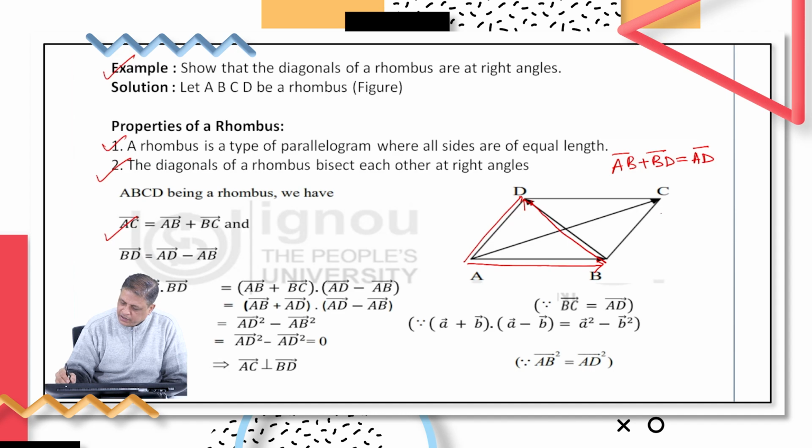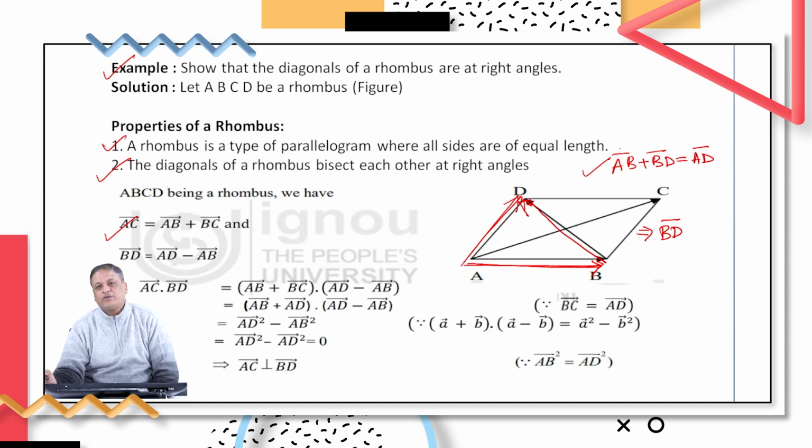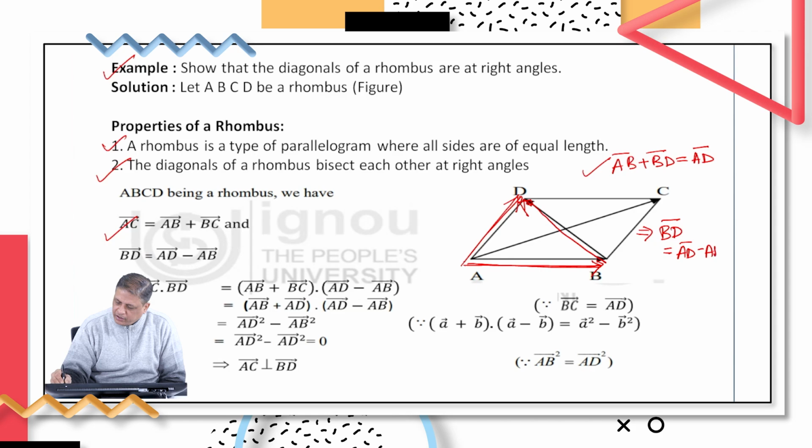So this implies vector BD, because we are interested in the diagonals. That is why we are exploring BD. As per the triangle law of addition of vector, the first vector is AB and the second vector is BD, so the resulting vector will be AD. So AB plus BD should be equal to AD, but we are interested in BD because BD represents a diagonal. So BD is nothing but AD vector minus AB vector, which is this.